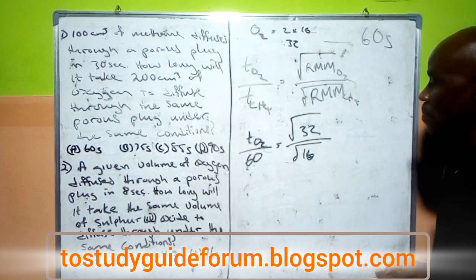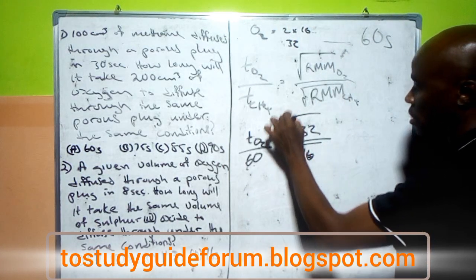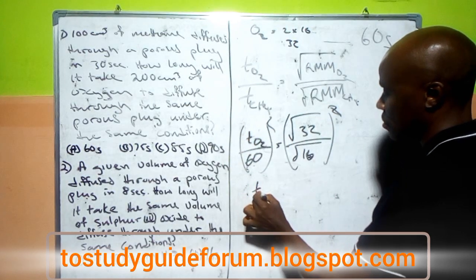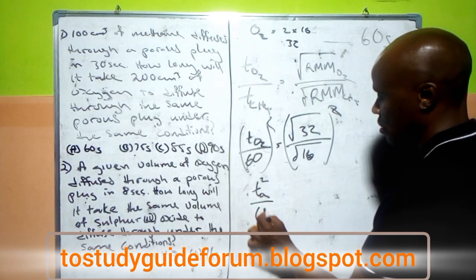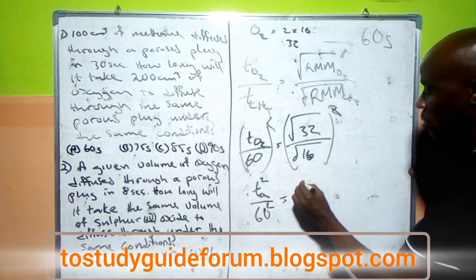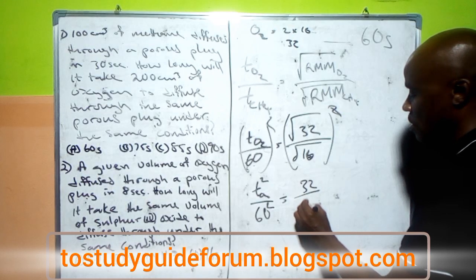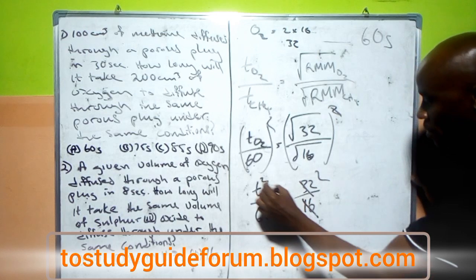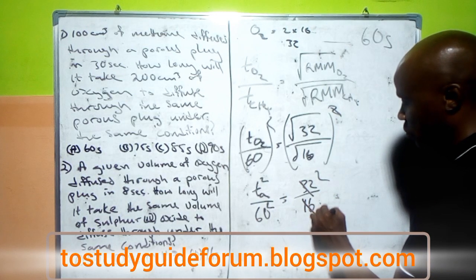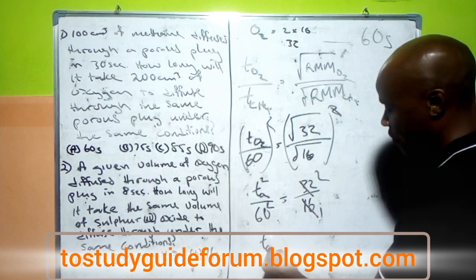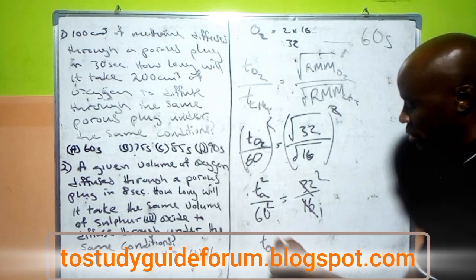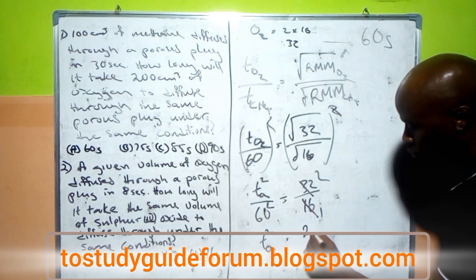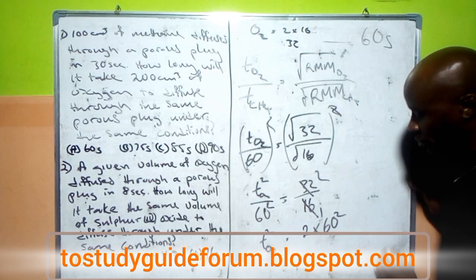So the next thing we do, I'm going to square both sides. What we have is 60 squared equal to, this one will give us 32 over 16. 16 can cancel, we have 2. So if this is 1, this is 2. For the oxygen, the time for the oxygen is T squared equal to 2 times 60 squared.